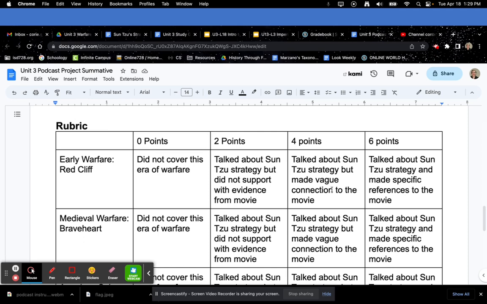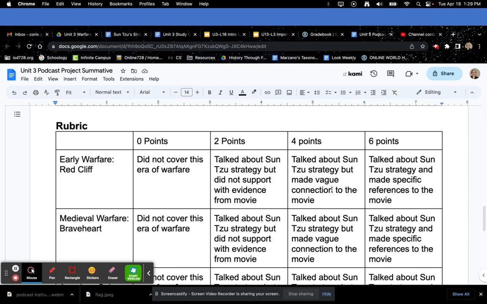4 points would be you talked about the Sun Tzu strategy, but you made a really vague connection to the movie. Like, oh yeah, that one dude, he did that one thing against that one guy. Give me really specific details. In Redcliffe, I'm looking for the name of the person, where they were at in the movie. Heck, you could even give me the time in the movie if you really wanted to. That's not required, but it could be very helpful.